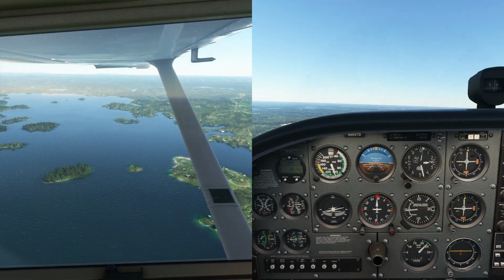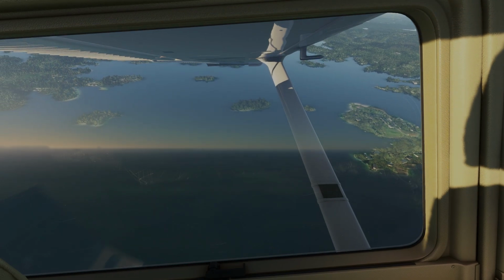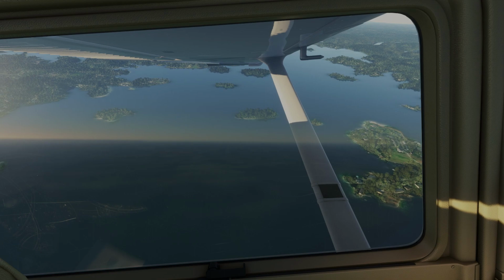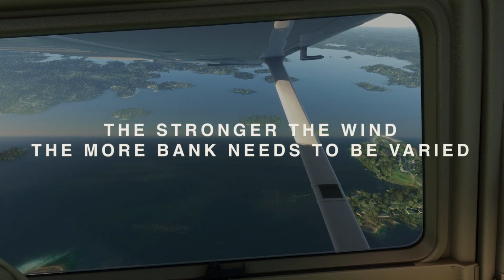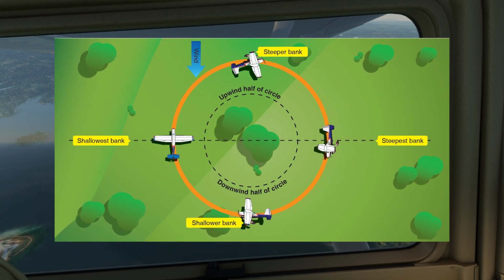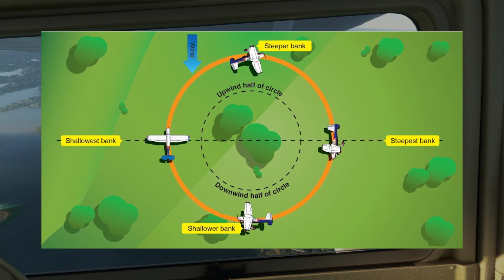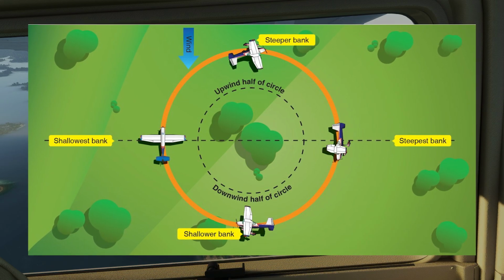And that is how you perform turns around a point. So let's recap. Theoretically, if there was no wind, our bank angle would be constant through the entire turn, but this isn't a perfect world. So the key points to remember are these. The stronger the wind, the more the bank angle will have to be varied throughout the maneuver. The steepest bank is when we begin the maneuver with a tailwind, that slowly transitions to a shallow bank in the headwind, and then again back to the steep bank as we transition back to a tailwind from the headwind.